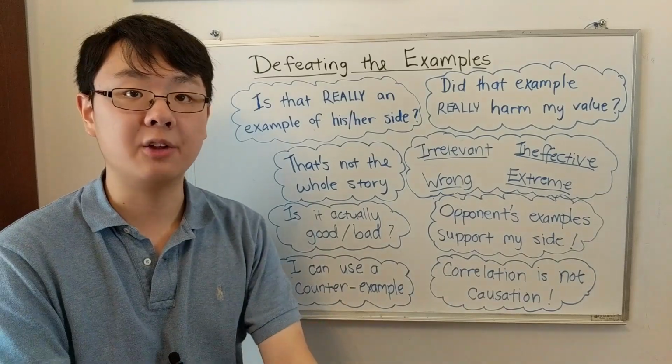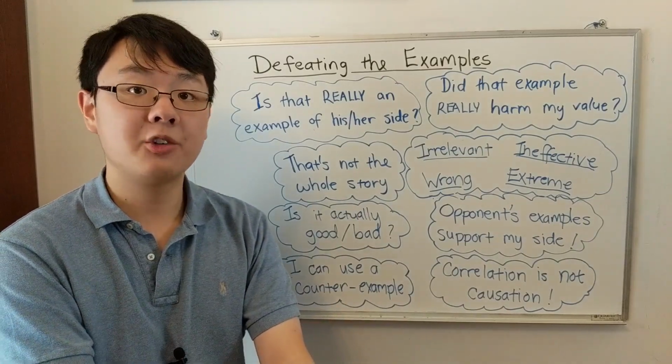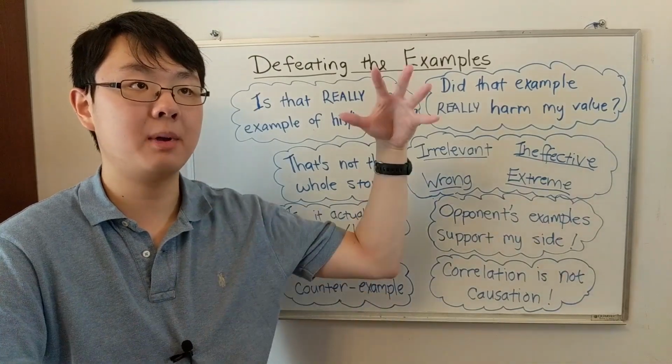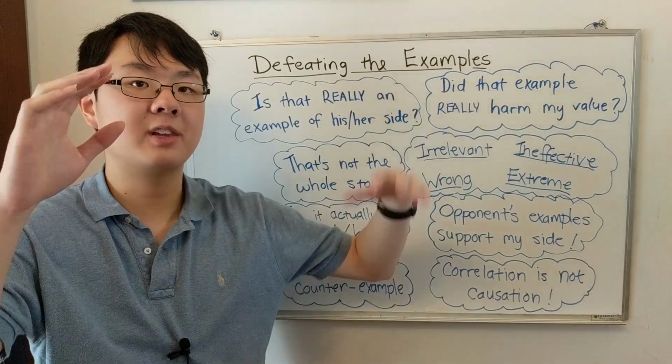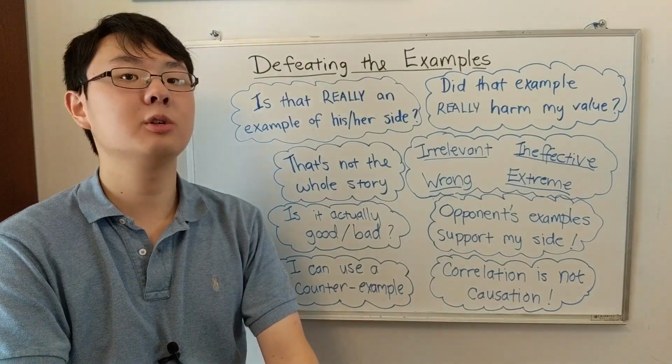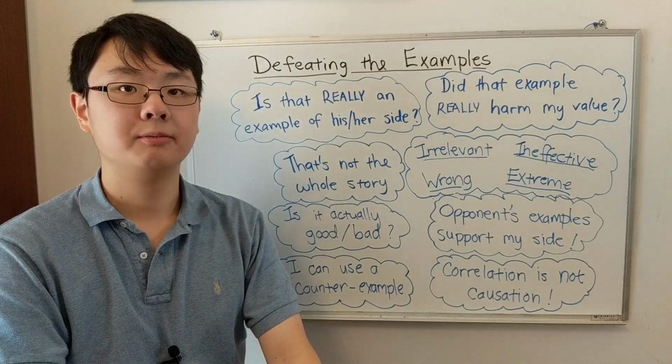So you can also look out for this, because your opponent might use something with correlation is not causation, where he says this thing happened and this thing happened, therefore this happened because of that. And you can say, no, correlation is not causation. This example does not prove anything.